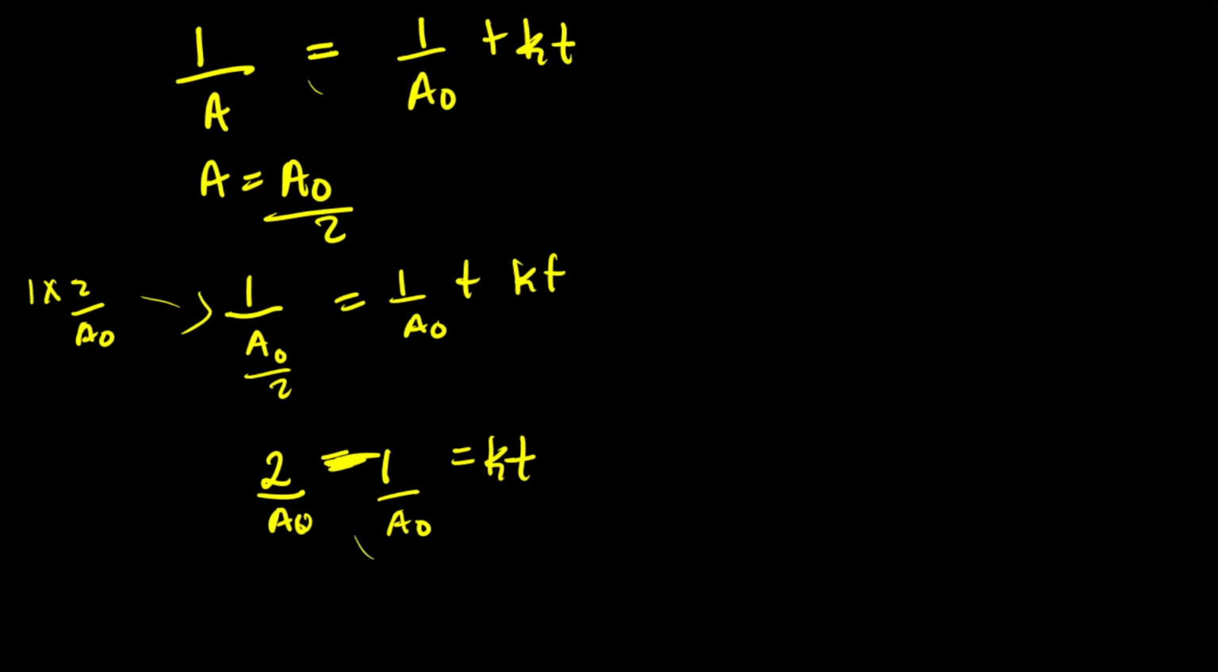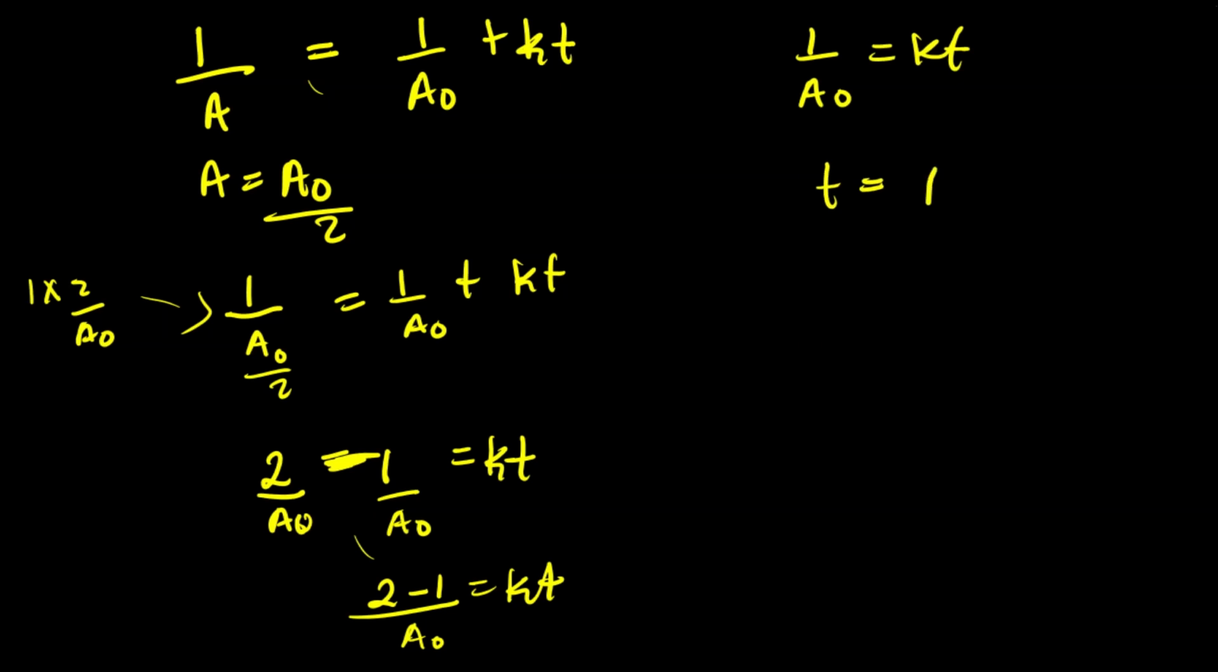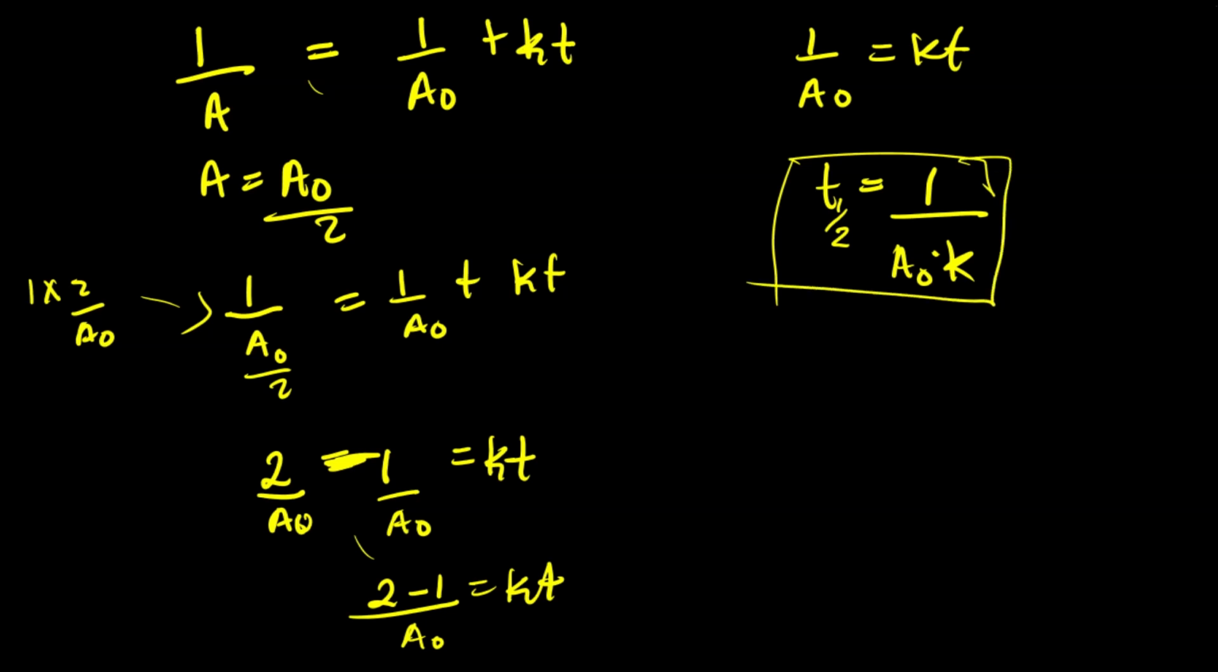Now we have the same denominator, so we could simply say 2 minus 1 over a naught is equal to kt. This means that 1 over a naught is equal to kt, and it means that t is equal to 1 divided by a naught k. This is the half-life for a second order reaction.